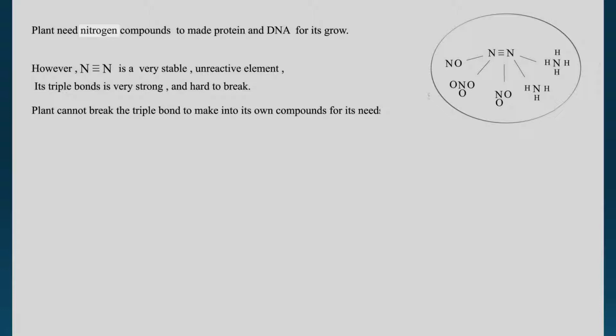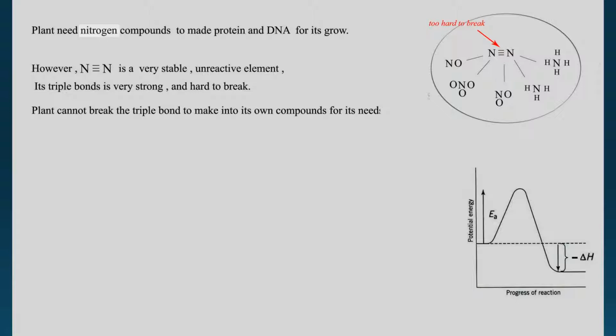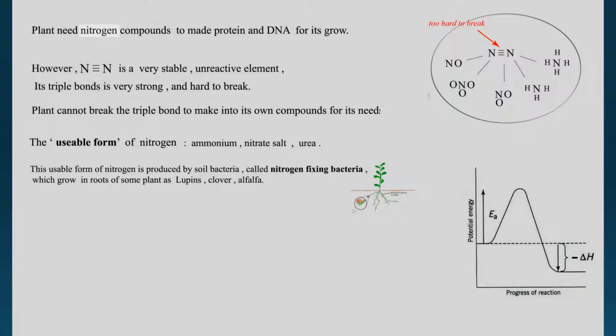And plants cannot break this triple bond to make it usable for their own needs. This triple bond is too hard to be broken. It requires a very, very high activation energy to break it into any usable product, such as ammonium, nitrate, or urea, all of which are useful products.